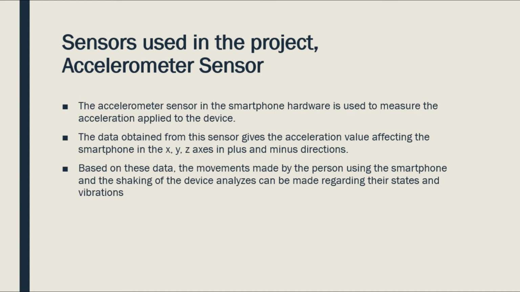The accelerometer sensor in the smartphone hardware is used to measure the acceleration applied to the device. The data obtained from this sensor gives the acceleration value affecting the smartphone in the X, Y, Z axis in plus and minus directions. These values are in G. Based on these data, analysis can be made regarding the movements made by the person using the smartphone and the shaking of the device, their states and vibrations. Based on these analyses, certain inferences can be made.